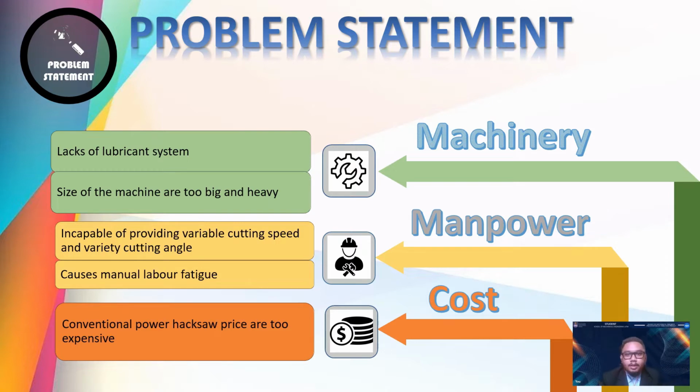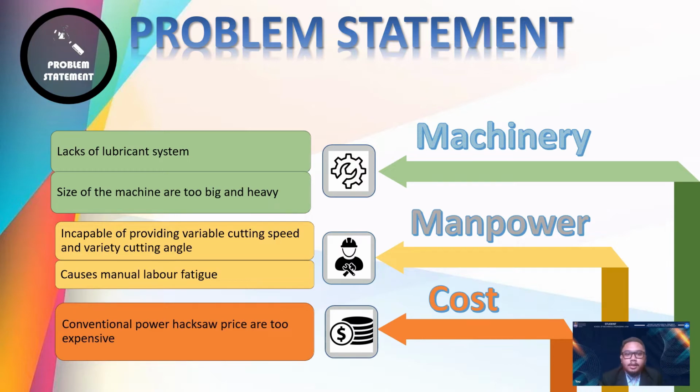I categorize my problem statement into three parts: the first part is machinery, the second part is manpower, and the third is cost. First, we look at the machinery. Mostly, the machines on the market lack a lubricant system. This impacts the blade lifespan. Lastly, for the machinery, the size of the machine is too big and heavy. This machine is not suitable for domestic users because of their limited space and the need to carry or change its place.